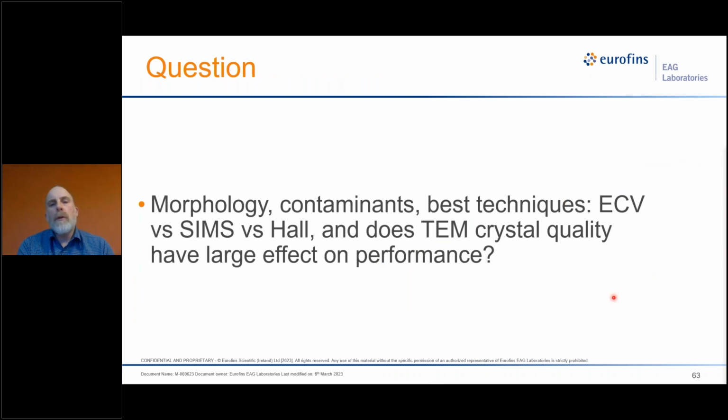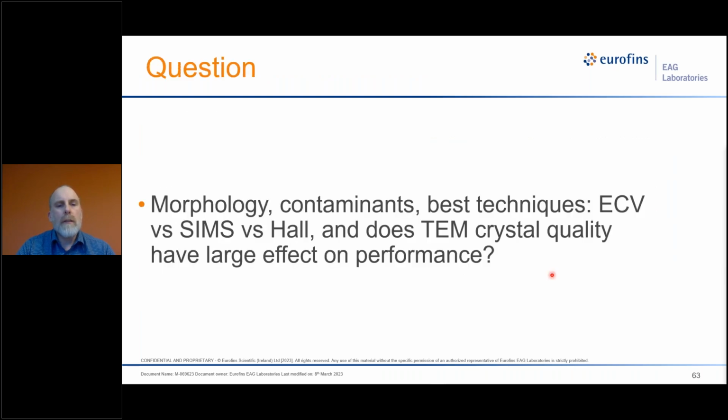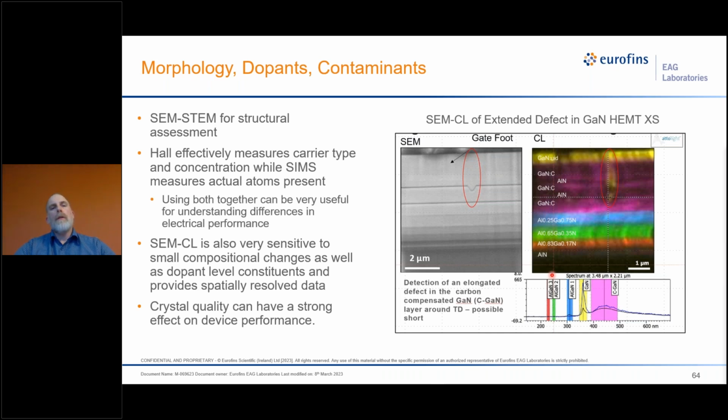So, morphology and contaminants, what are the best techniques? They're asking for a comparison between ECV versus SIMS versus Hall, and I missed the last part of the question, but then how does crystal quality have a large effect on performance? So looking at morphology, dopants and contaminants, as I mentioned, we can use SEM and STEM for the structural assessment. Hall effectively measures carrier type and concentrations, while SIMS actually measures the actual atoms that are present there. So using both of those techniques together can give you a much better picture of what's going on and maybe related to your electrical performance in your devices.